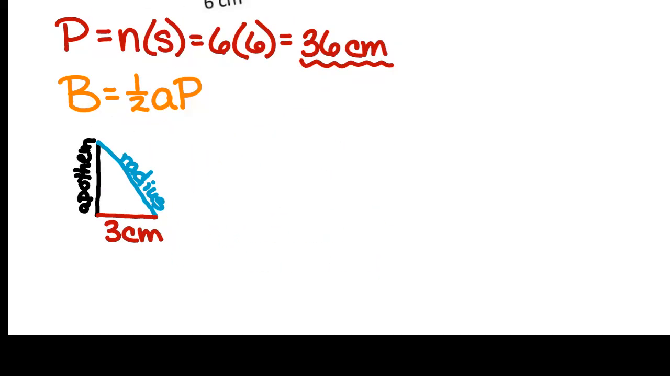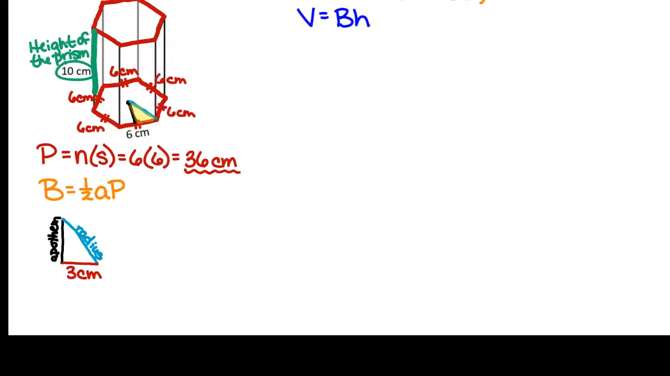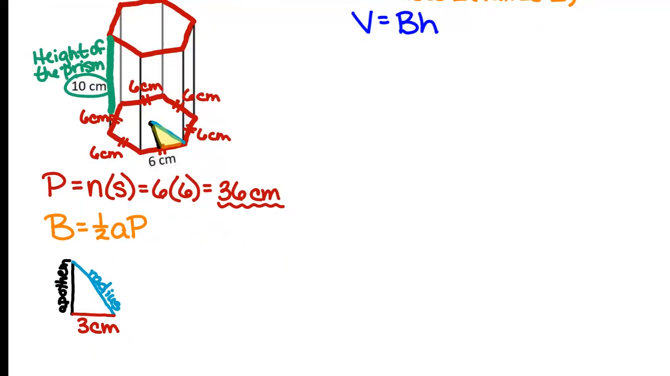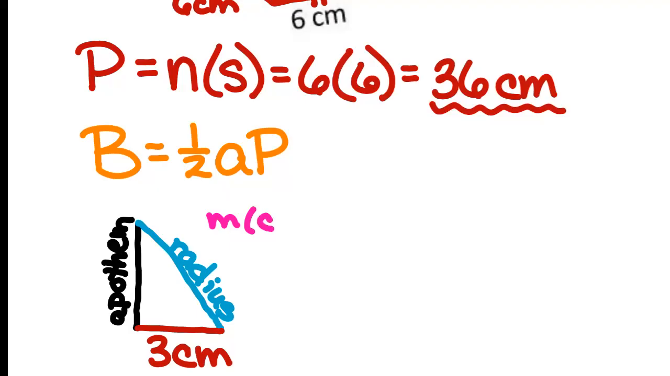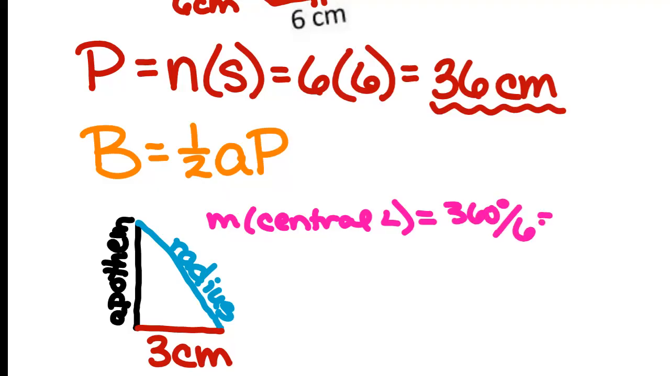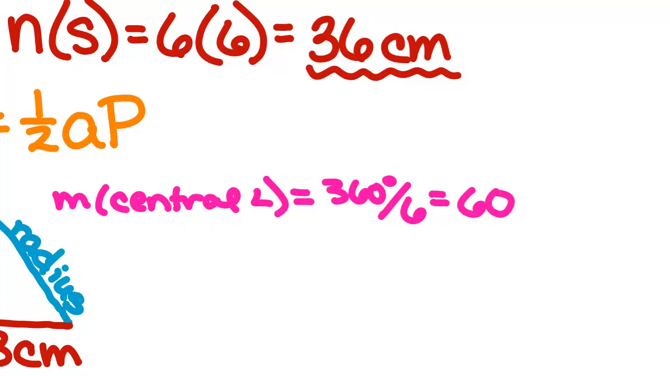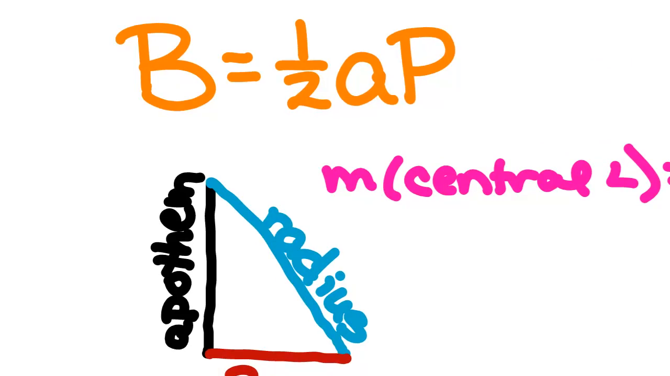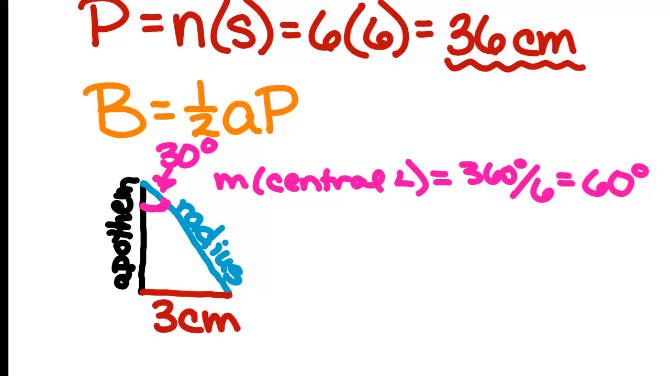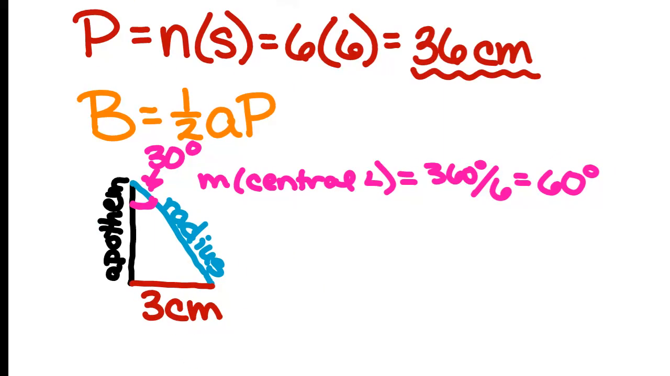I'm going to need my angle, which means I need the measure of the central angle. How do you find the measure of a central angle? Yes, measure of the central angle is 360 divided by the number of sides. We had 6 sides, so my central angle would be 60 degrees, but what does the apothem do to that? Cuts it in half, so this angle right here is only 30 degrees. This is the angle that we're going to stand at.